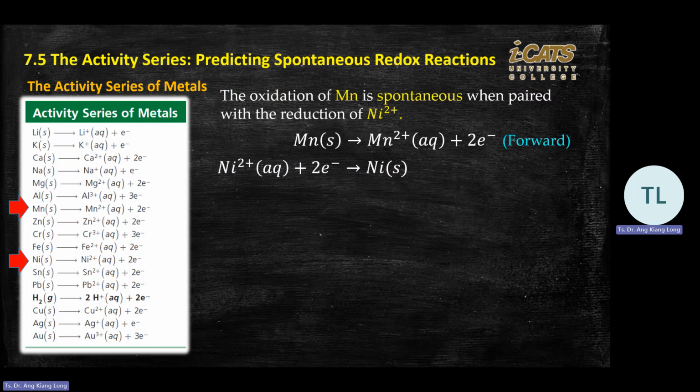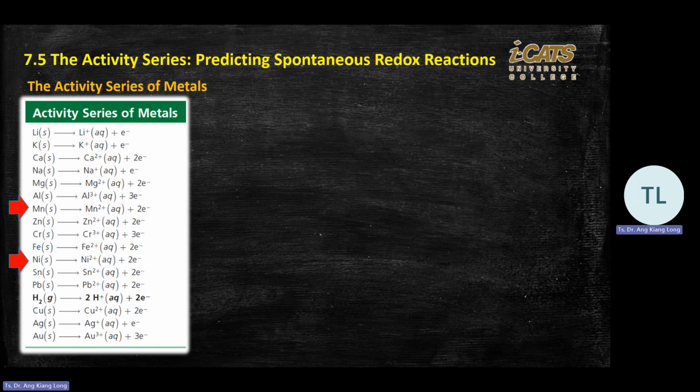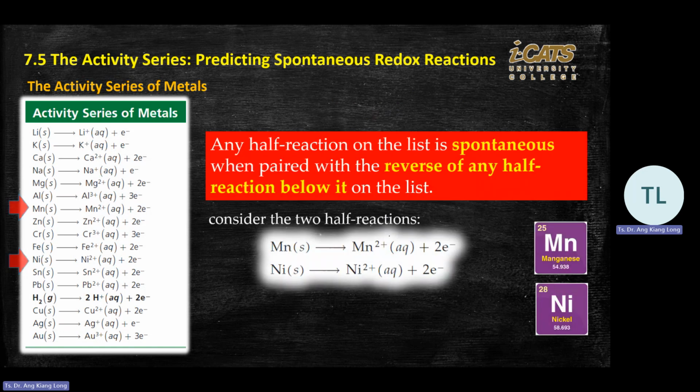Okay, so this is just explanation. Which one is forwards, which one is reverse. So this is an example. Let's say you put Mn and Ni. You read from the table and just copy out. Mn from this table is Mn to Mn2 negative. Ni is Ni2 to 2 negative.